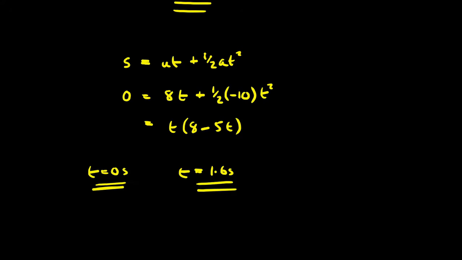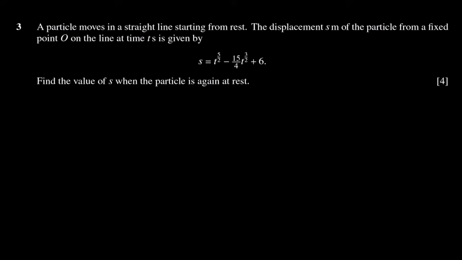Okay, question 3. A particle moves in a straight line starting from rest. That means velocity is 0 when t is equal to 0. The displacement of the particle from a fixed point on the line at time t seconds is given by this thing here. We want to find the value of s when the particle is again at rest. In other words, we want to find the displacement when the velocity of the particle is 0.